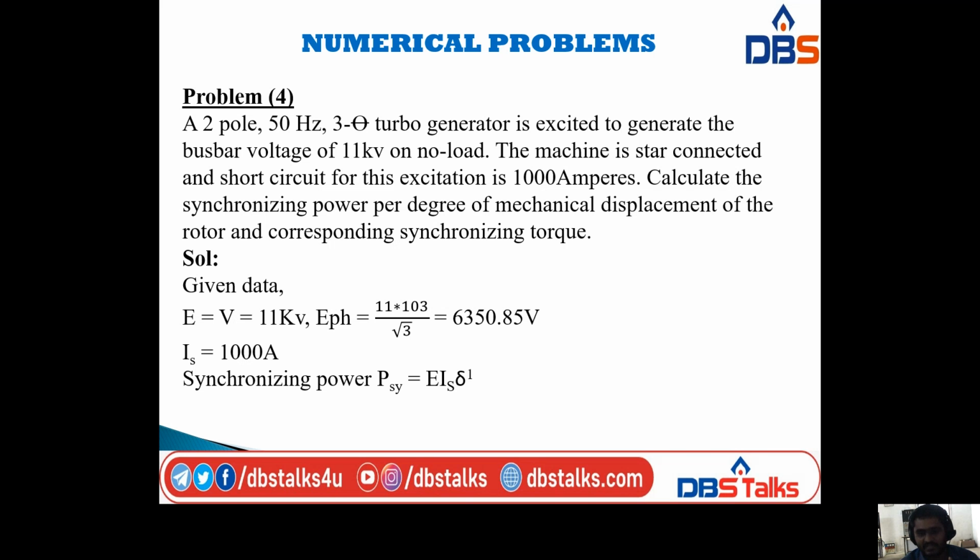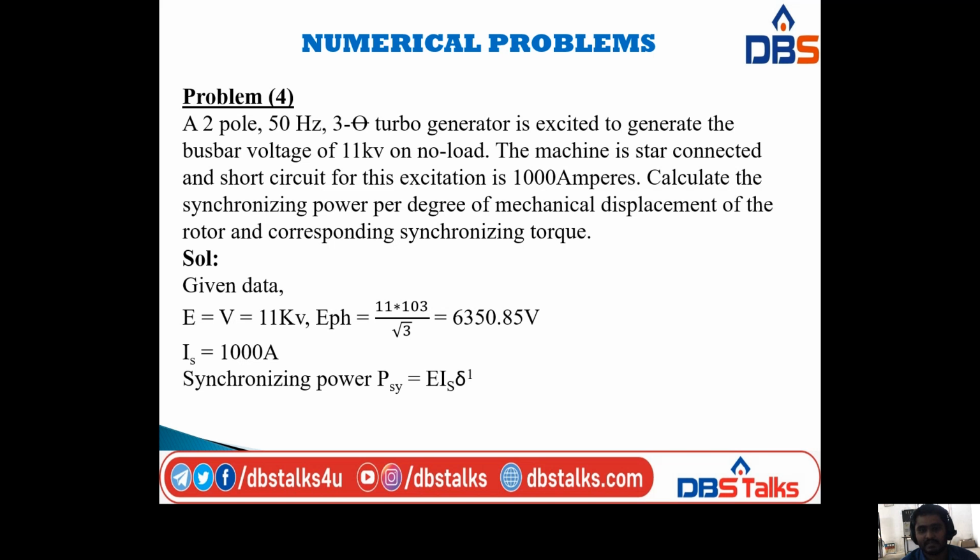It is a 3-phase system, so I am converting this 3-phase voltage into phase voltage, single phase voltage. E phase is equal to V by root 3, so here E phase is equal to E by root 3, where E is equal to 11 kV. That is 11 into 10 cube by root 3. After simplifying, we have the value 6350.85 volts. That is the EMF per phase.